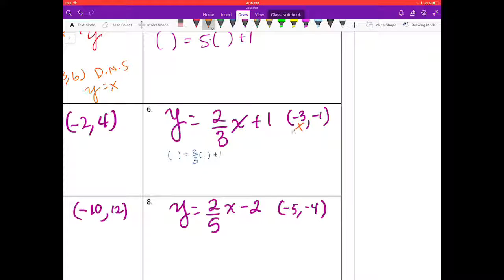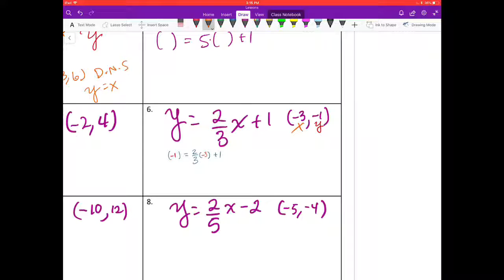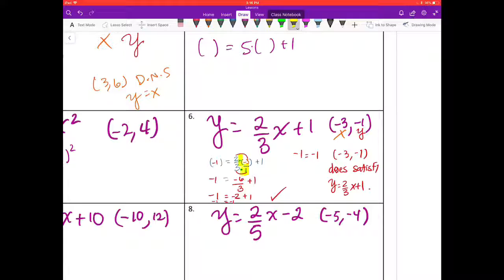There's my substitution. This is my x, this is my y. That's negative 1. Oops, this is my negative 3. Put it on top of a 1. Then I can multiply. Bring down everything. I didn't touch my negative 1. 2 times negative 3 is negative 6. 3 times 1 is 3, plus 1. Negative 1 equals negative 2 plus 1. And negative 1 equals negative 1. Check. So (negative 3, negative 1) does satisfy. Again, don't forget, you put it on top of a 1 and then you multiply.